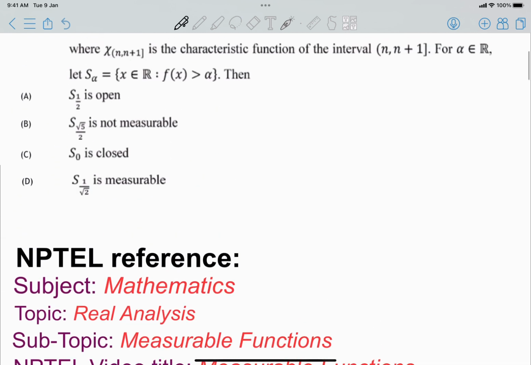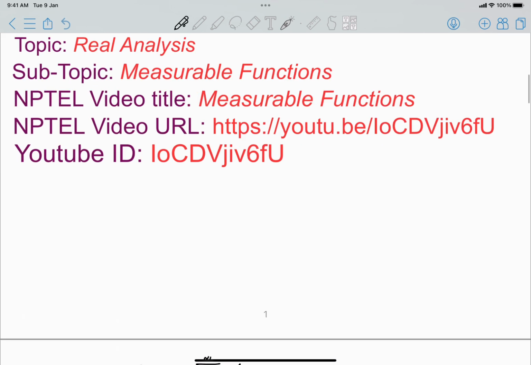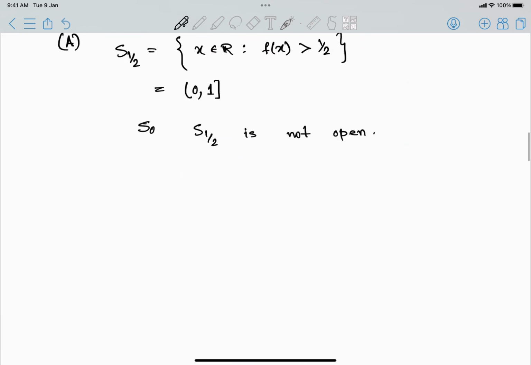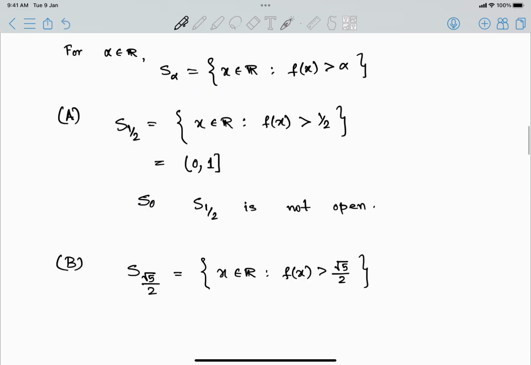Option B, you have to find S root 5 by 2 is not measurable. Same. S root 5 by 2 is all such x in R such that f(x) is bigger than root 5 by 2. Note that root 4 by 2 is 1, so it's strictly bigger than 1. So all such x where f takes the value strictly bigger than 1.